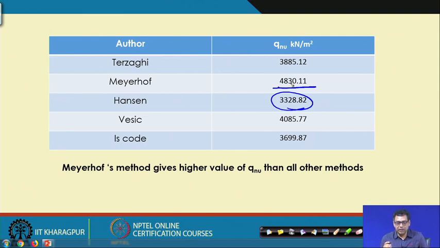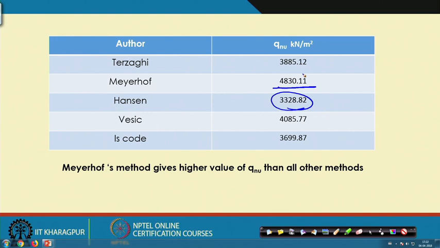But as I mentioned, when these theories are compared with field data, it is found that for cohesive soil Hansen's theory is giving better correlations as compared to Terzaghi's theory. But Terzaghi's theory we are still using because it is very simple, and you can see it gives more or less a similar range of data.